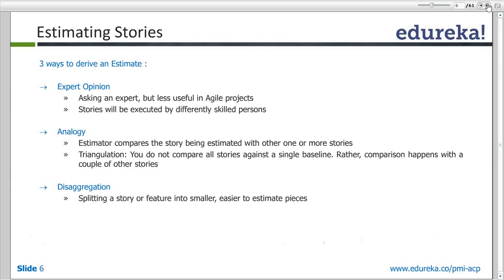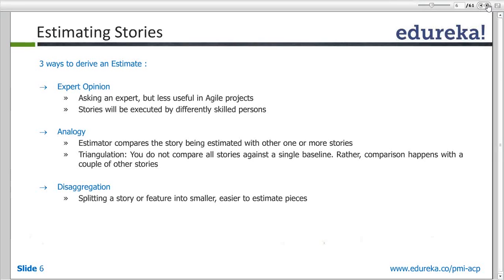So in Agile there are 3 ways which can be used for estimation. First is called expert opinion. Second is called analogy, and third is disaggregation. Okay, so what is expert opinion? I'm sure you would have used this technique.